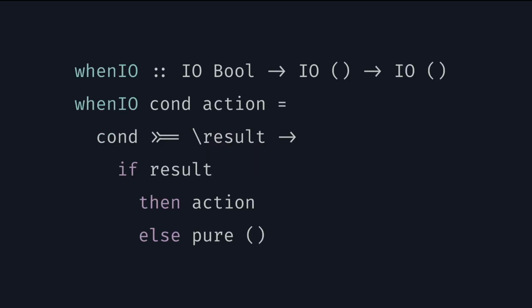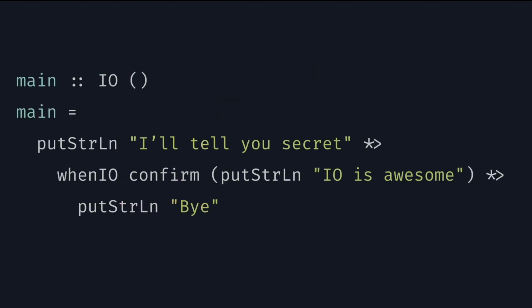Here's an example of a function that takes IO as an input. It takes IO of Bool, which returns a condition, and an action. Based on the result of this condition, it either executes this action or not. And this is how it can be used. Notice that putStrLn "IO is awesome" is not executed right away, but only when the IO returns true. And they're all combined into one main expression.